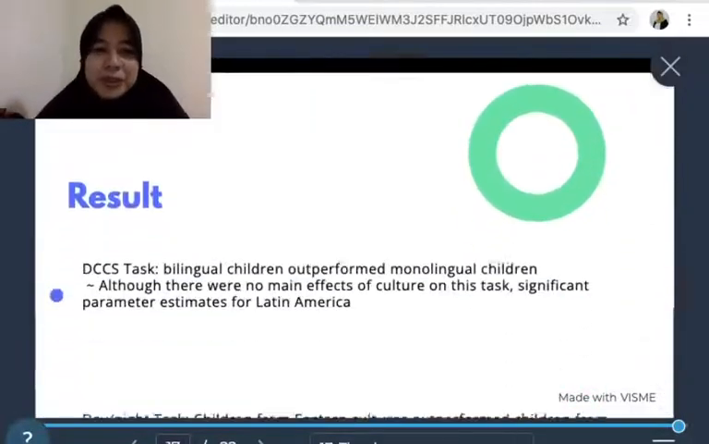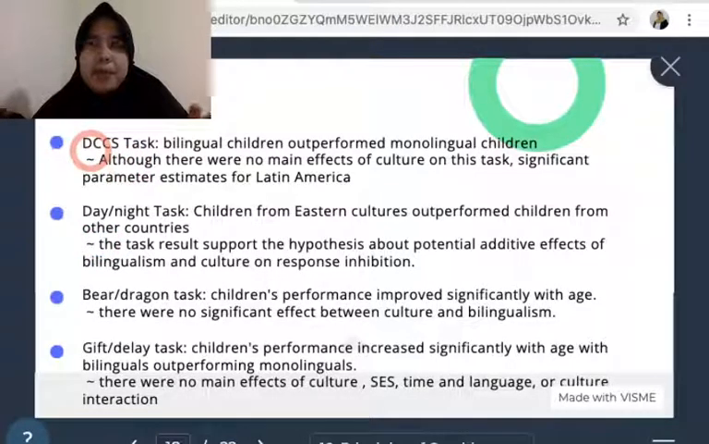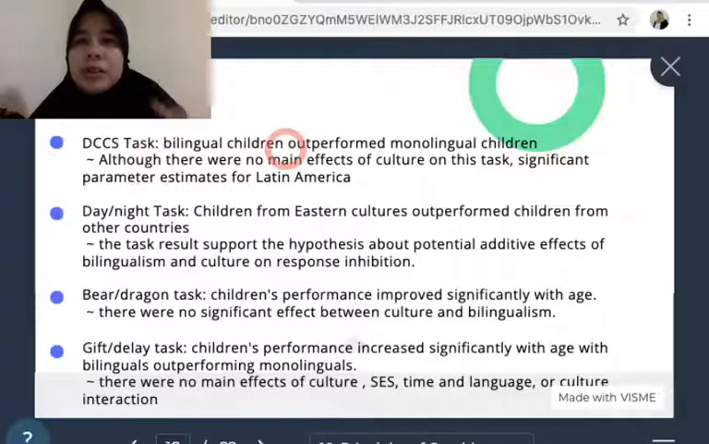Okay, now let's move on to the results. In DCCS, overall, bilinguals outperformed the monolinguals, and in the DCCS task, bilingual children outperformed monolingual children overall.